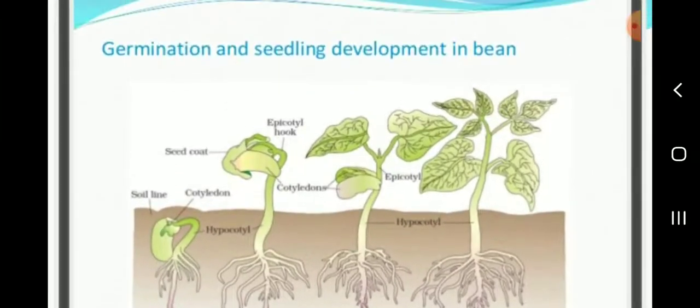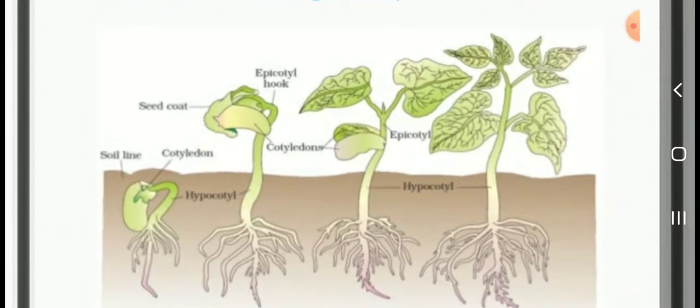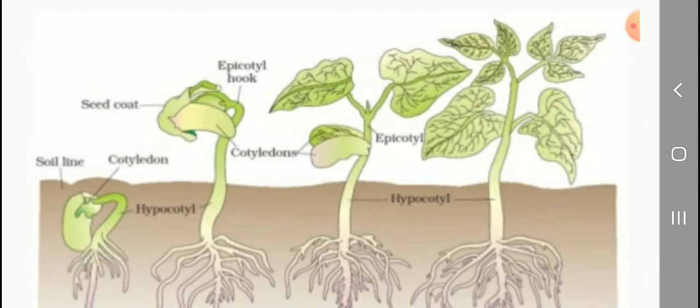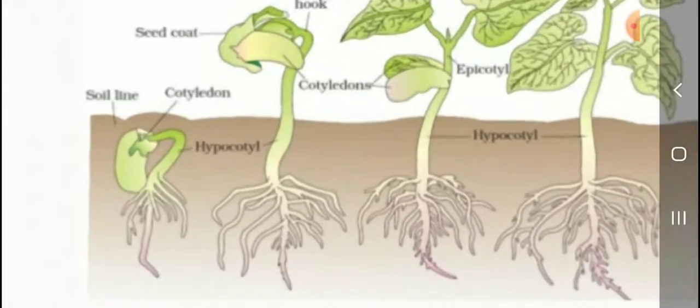Okay, listen, germination and seedling development in bean. Listen students, see the picture. Soil line, cytokinin, the seed coat, cotyledons, epicotyl, hypocotyl. This process is seed germination.